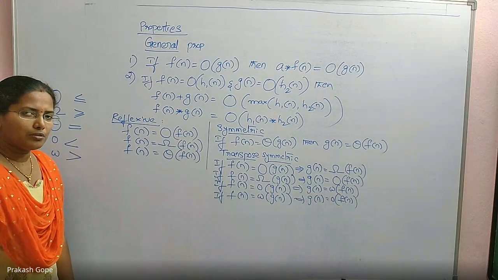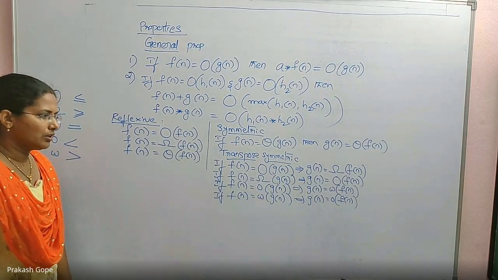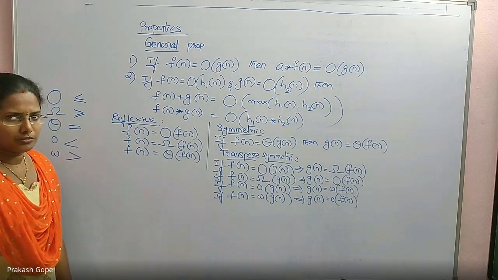The best book for algorithms is Algorithms by Cormen. Even the IITs are following the same book. All these properties are from that book only.